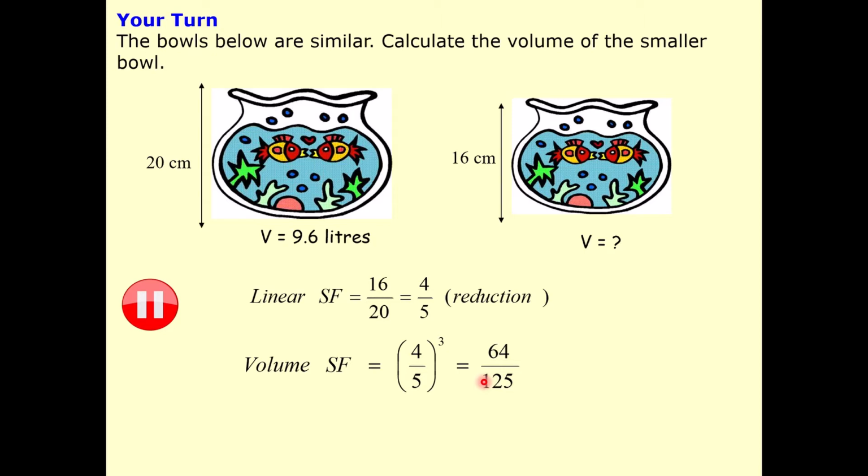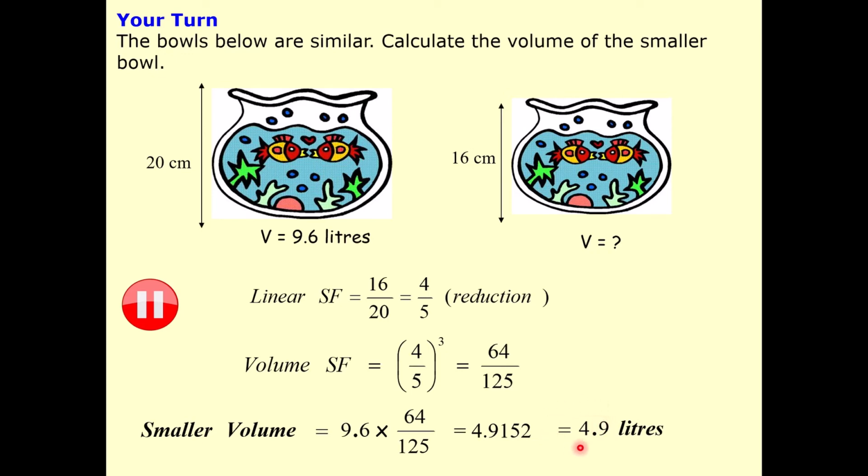Once you've found your volume scale factor, that is the scale factor you're going to use to calculate the new volume. So smaller volume equals 9.6 multiplied by 64 over 125. Definitely going to need a calculator here. And you should have got 4.9152. Let's round it to something sensible. To one decimal place is 4.9 and our units here are in litres. So make sure you've got litres there. So well done if you got this answer, and again well done if you've noticed that it is in litres as well.